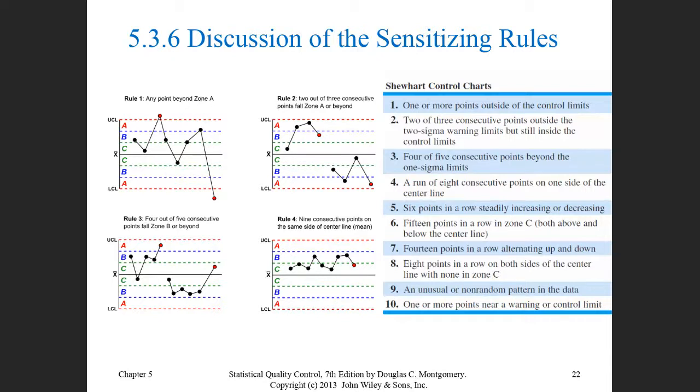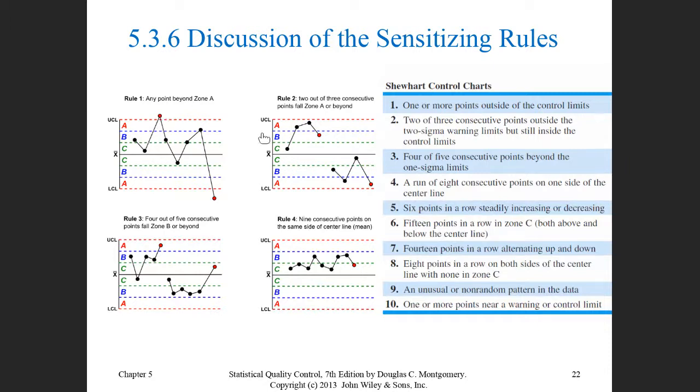I told you in the first part that I'm going to provide you with more examples about the points stated in the previous slides. Here are examples of the first 4 rules for the control charts. And here, this is the typical out-of-control when you have a point out of zone A.